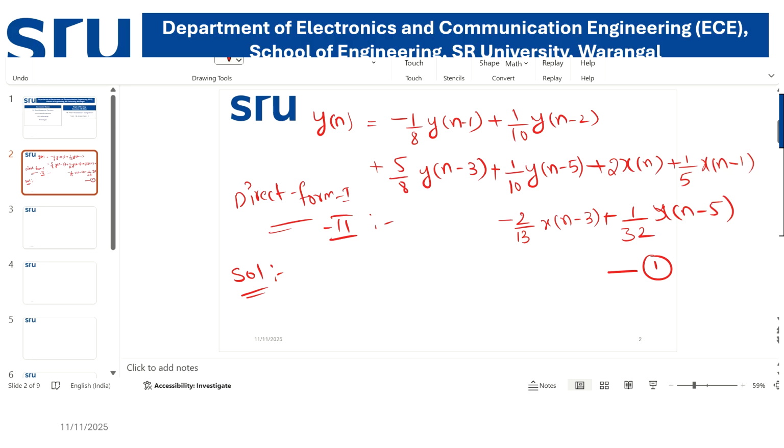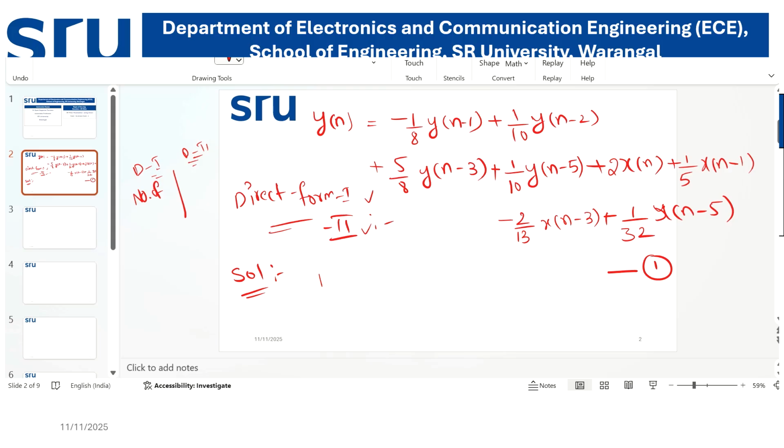For this same problem, calculate the number of computations required in direct form 1 as well as direct form 2. Number of computations means how many additions are required, the number of memory locations, and how many multiplications are required. So we have to compare these values for direct form 1 as well as for direct form 2.